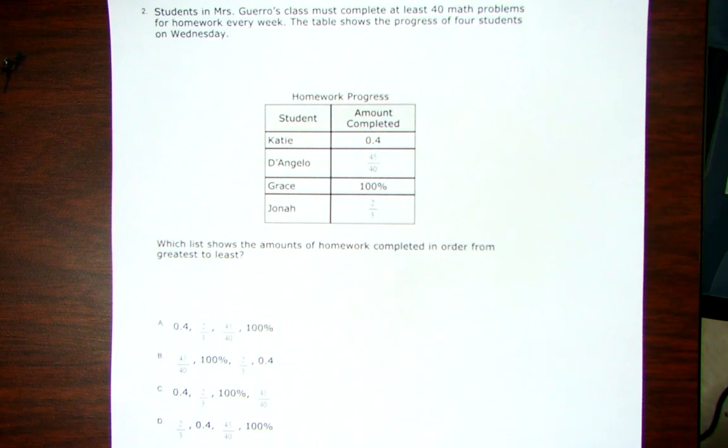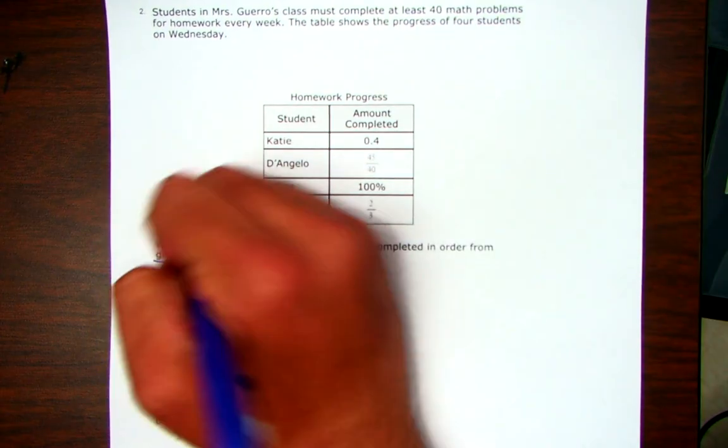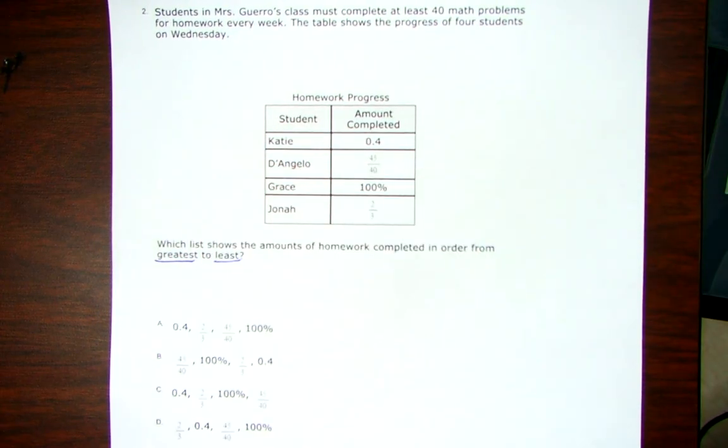All right, number 2. Students in Miss Guerrero's class must complete at least 40 math problems for homework every week. The table shows the progress of 4 students on Wednesday. Which list shows the amount of homework completed in order from greatest amount of time spent to least amount?